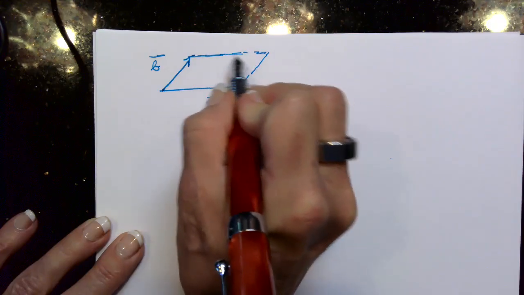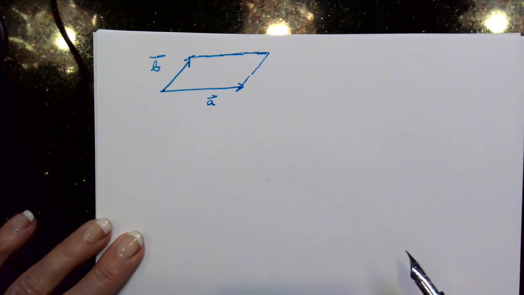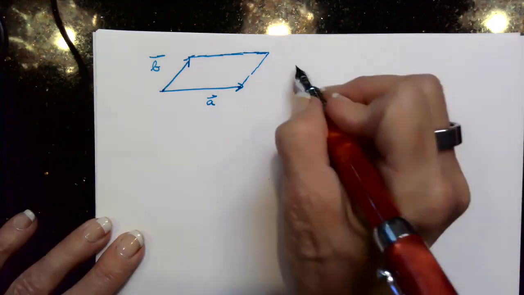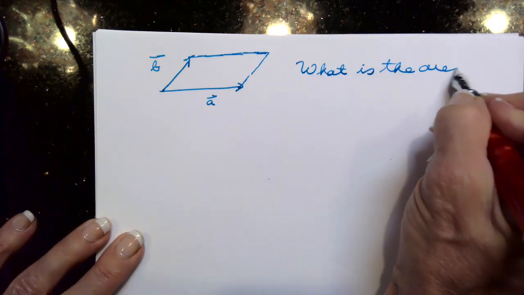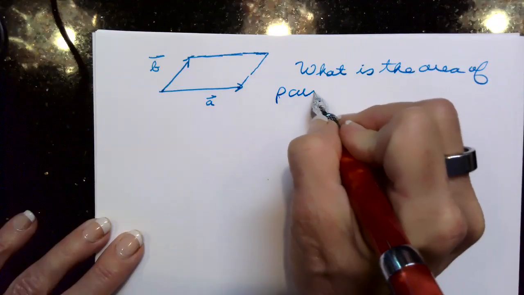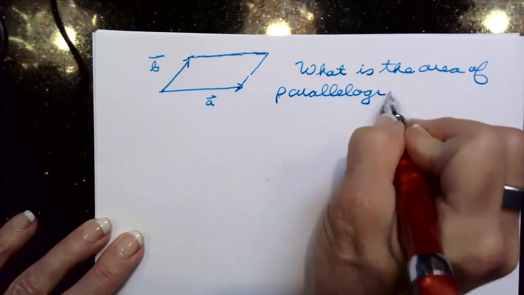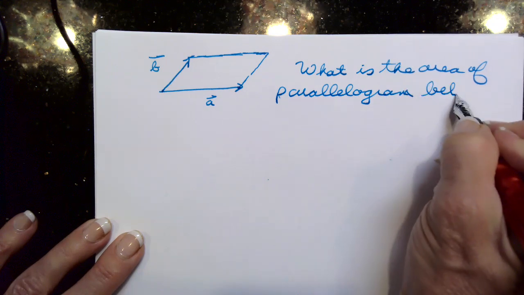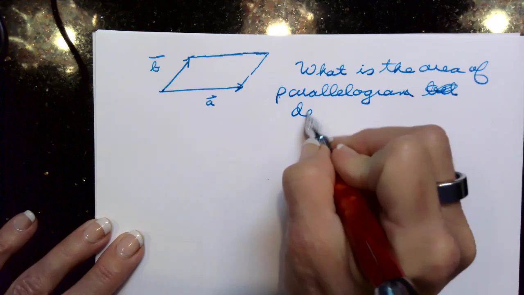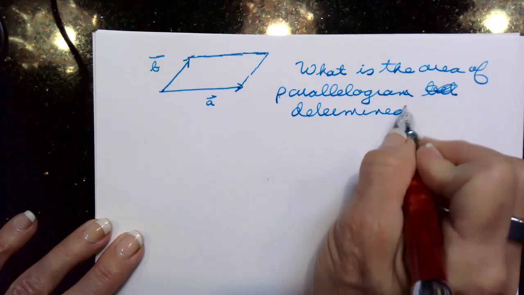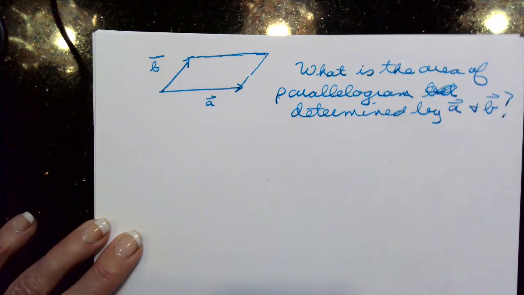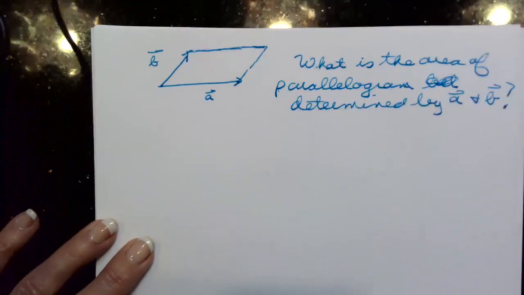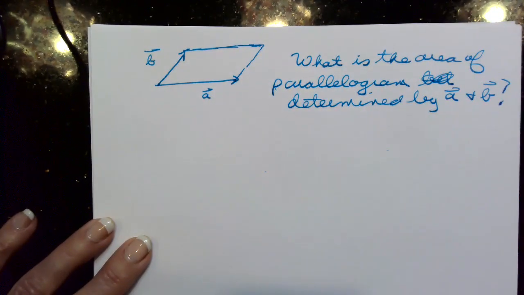Again, my artistic ability leaves something to be desired, okay? So that determines a parallelogram. And let's ask, what's the area of the parallelogram determined by A and B, okay? So what's the area of the parallelogram determined by those two?